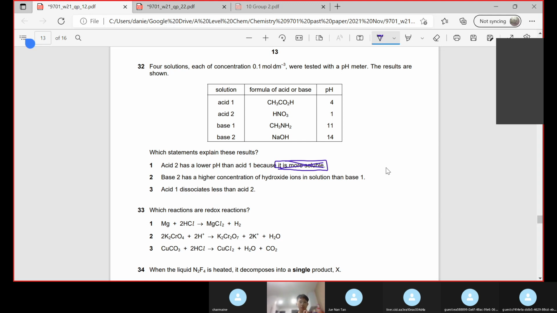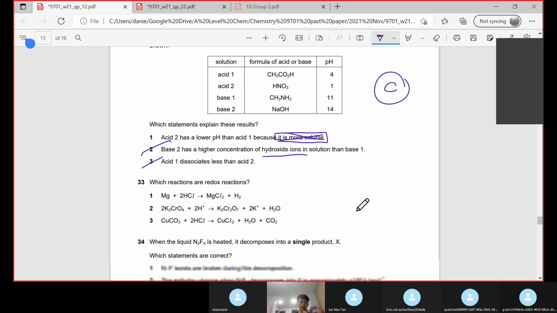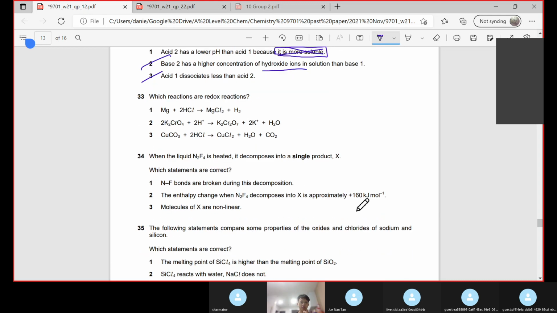B has a higher concentration of hydroxide ion. Yes, correct. Acid 1 dissociates less compared to acid 2. Yes, correct. So 2 and 3 are correct, C. Redox reaction, this one should be easy. You can look at it by yourself. Only one is correct. So the answer is D.